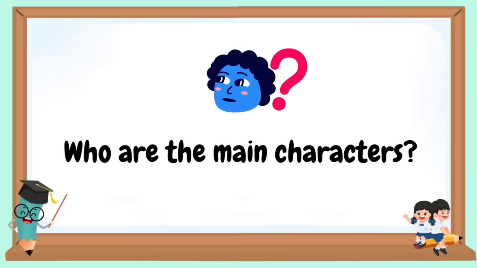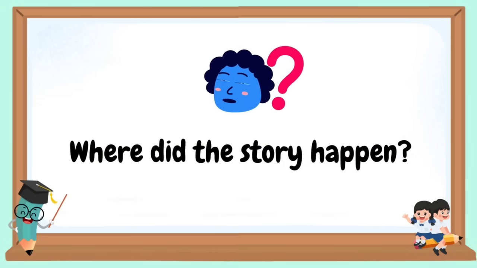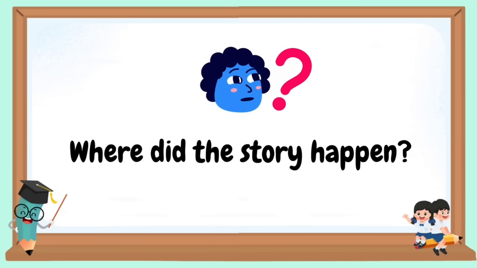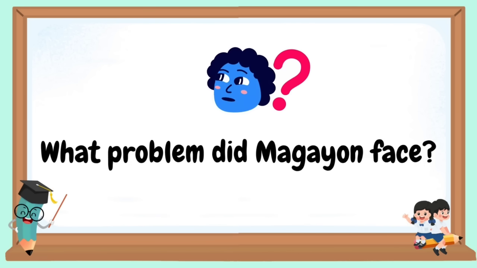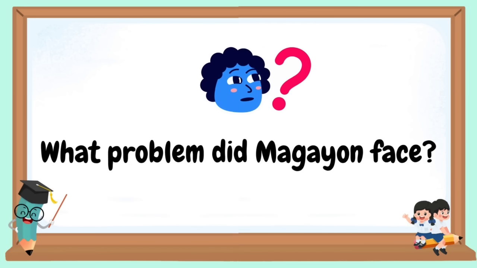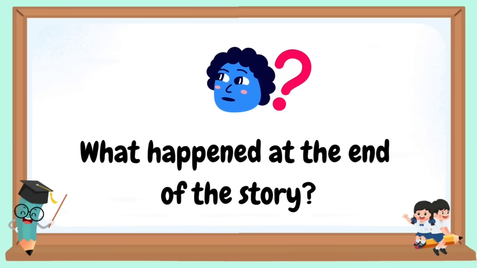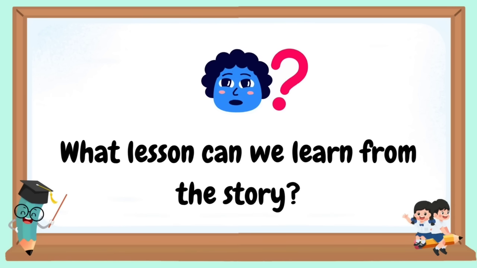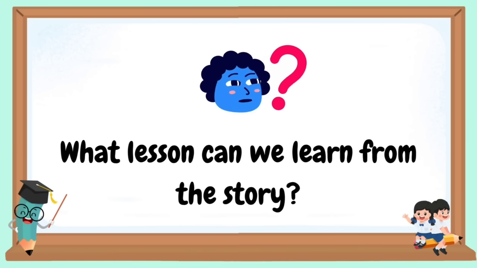Who are the main characters? Where did the story happen? What problem did Magayon face? What happened at the end of the story? What lesson can we learn from the story?